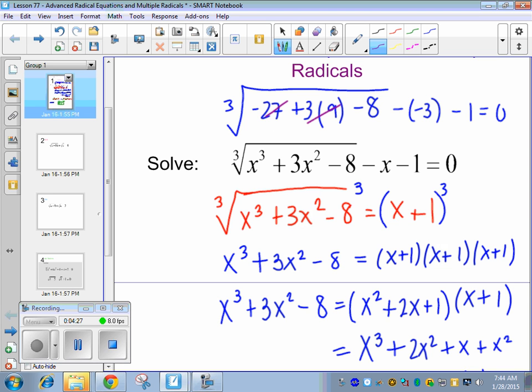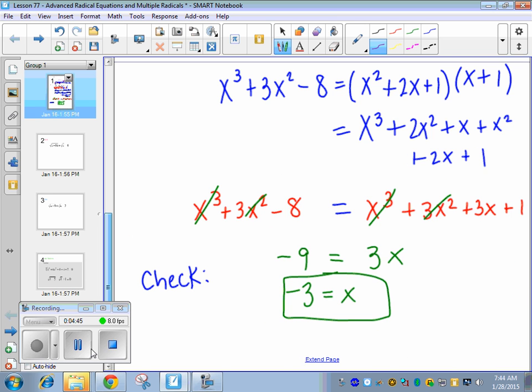So we really have the cube root of negative 8 right there. What's the cube root of negative 8? Negative 2 minus negative 3, so that's plus 3 minus 1 equals 0. Does that equal 0? Yep. So this checked.